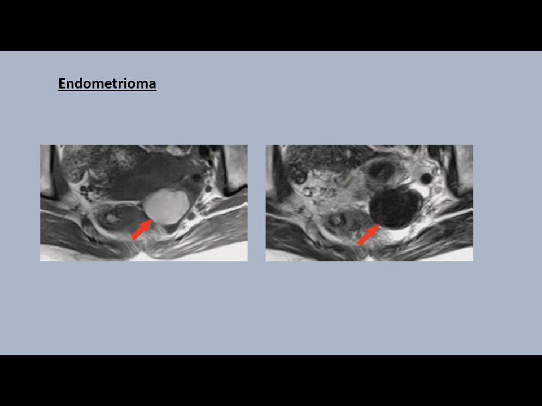Endometriosis is the presence of endometrial glands outside the uterus. An endometrioma is a loculation of the endometriosis due to recurrent hemorrhage forming a cyst, which usually appears hyperintense on T1 and hypointense on T2, called the T2 shading sign.